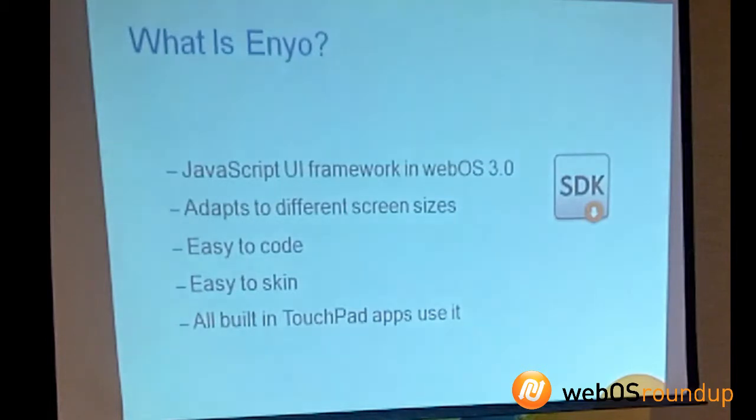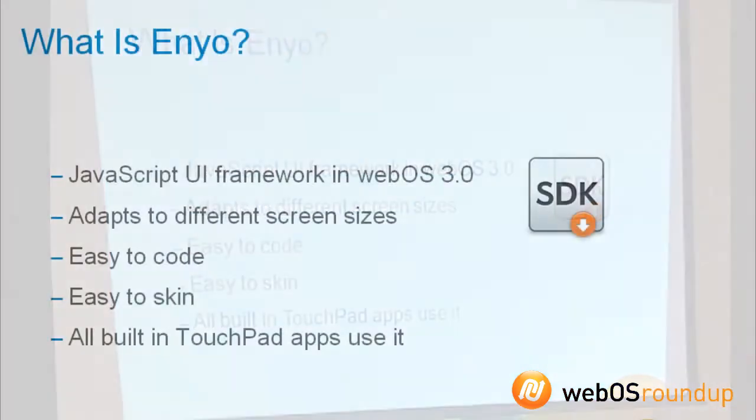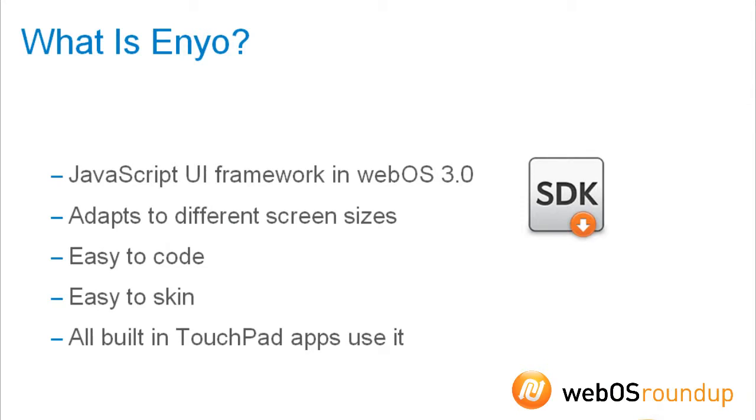We all know Opal is coming. Rumored device, 7-inch tablet. So Enyo is designed to run on these smaller devices. It will also eventually go into the phones. So you can have one framework that will scale up and down depending on what device you're using.